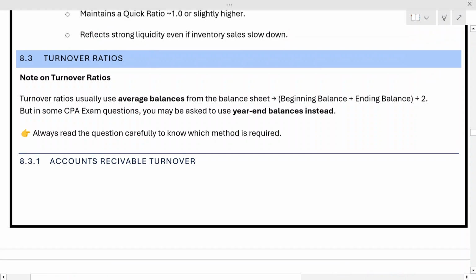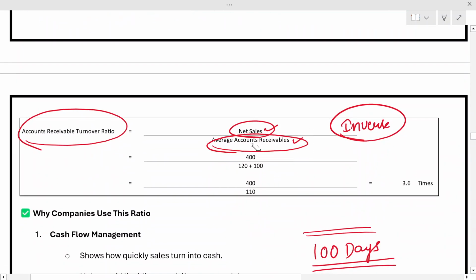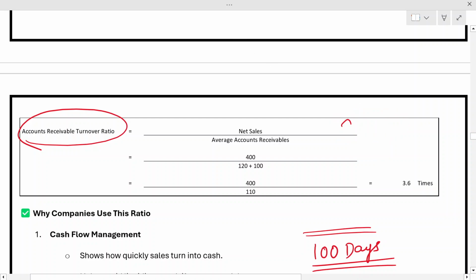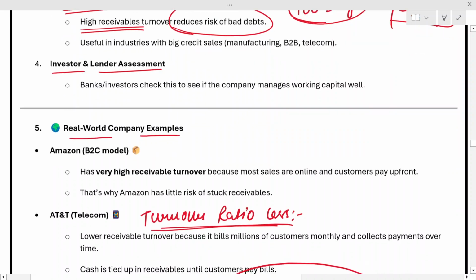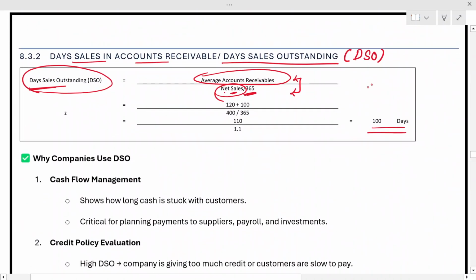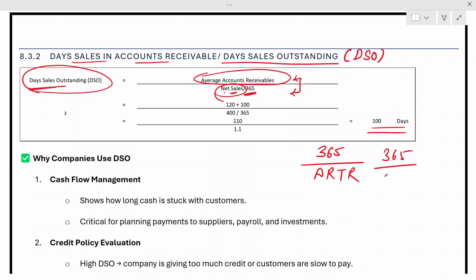Or there is another way to think about it. Here, if we see, our accounts receivable turnover ratio is 3.6 times, right? So remember this 3.6 times. What we can do is 365 divided by the accounts receivable turnover ratio. If we divide 365 by the accounts receivable turnover ratio, which was 3.6 there, then we will again get 100 days as our days sales outstanding.